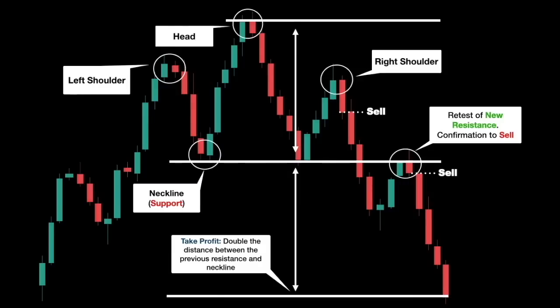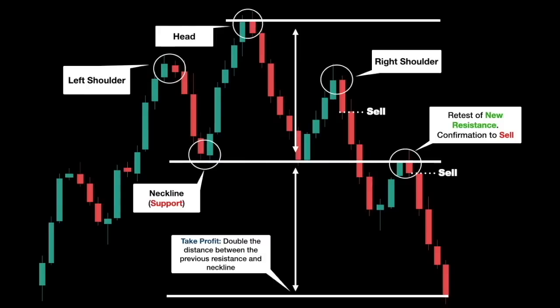Price then pushes back down to the neckline. Once again, price is rejected from the neckline, and retraces to a lower resistance level, creating the right shoulder. Price then pushes downwards and breaks the neckline. Once the neckline is broken, price retraces, touching the previous support level, that now has become resistance. To calculate the target for the trades, we simply need to double the distance between the head and the neckline.